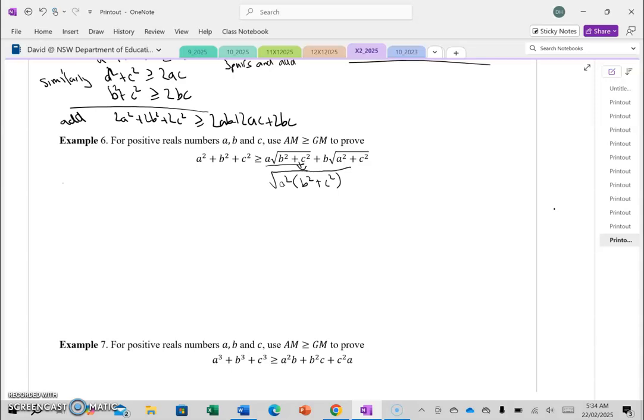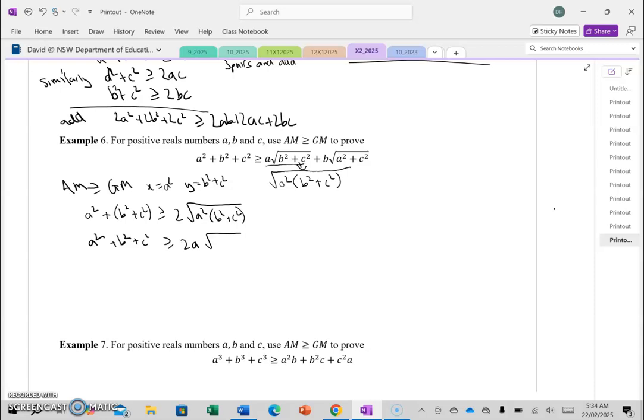So let's use AM greater than or equal to GM with, if you like, x being a squared and y being b squared plus c squared, and let's see what happens. Okay, so we add a squared plus b squared plus c squared greater than or equal to 2 square root a squared times b squared plus c squared. Okay, so we can just write that as a squared plus b squared plus c squared greater than or equal to 2a root b squared plus c squared.